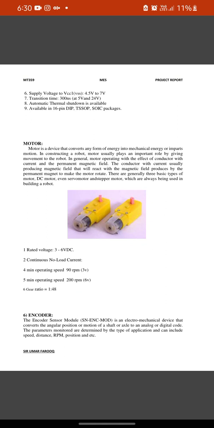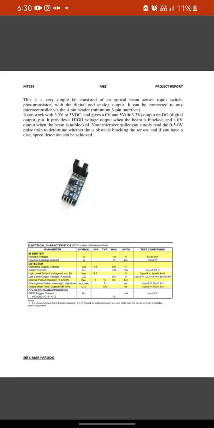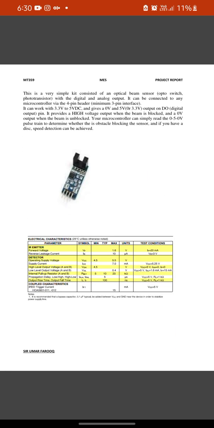Encoder. The encoder sensor module is an electromechanical device that converts the angular position or motion of a shaft or axle to a digital code. The encoder which we used, we basically call it a U sensor. The U sensor will detect the slits which were placed between the wheels. Whenever a slit moves, it counts as one. So the number of times the slit moves, the encoder will count it and save the data to the SD card, which we will tell about later.